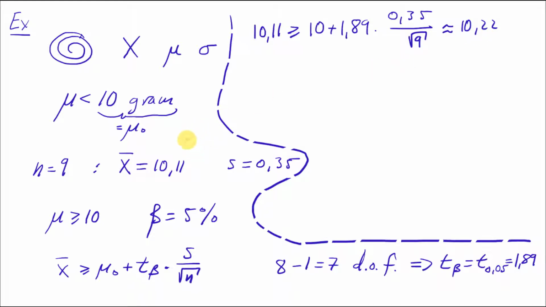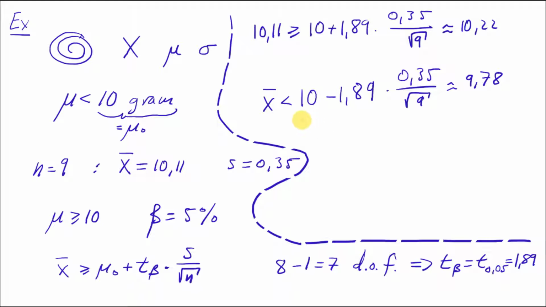And that means that the customer cannot conclude that the cinnamon buns contain too much fat with a significance level of 5%. Note that the customer can neither conclude with a significance level of 5% that the cinnamon buns contain less than 10 grams of fat, because to conclude that, this inequality had to be true. And this is not true for the sample the customer got. So with a significance level of 5%, the customer can neither conclude that it contains too much fat or too little fat.